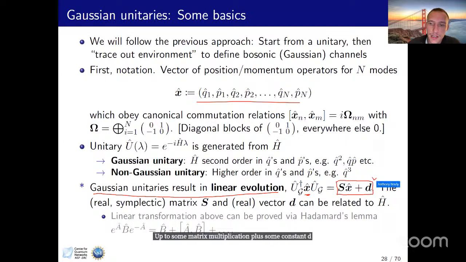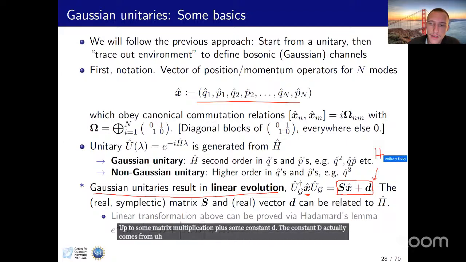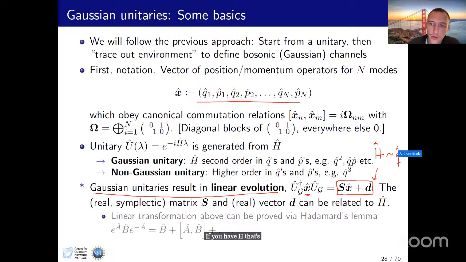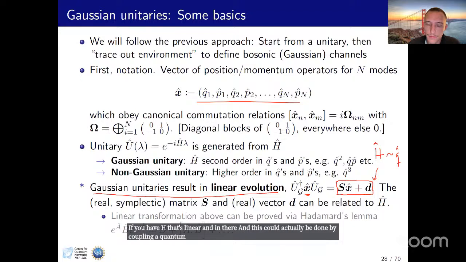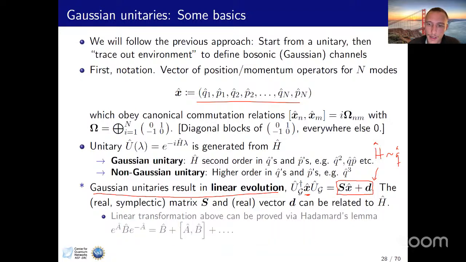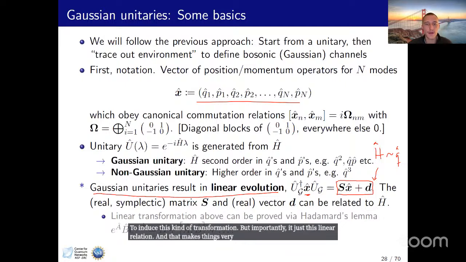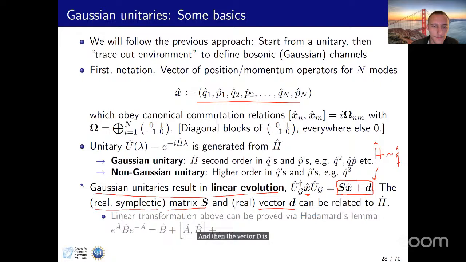The constant d comes from having an H that's linear in the Q. And this could actually be done by coupling a quantum system to a classical system to induce this kind of transformation. But importantly, it's just this linear relation, and that makes things very, very simple. So S here is just some matrix. Formally, it's a real symplectic matrix, which comes with its own properties, but I'll just say it's some matrix S. And then the vector d is just some real vector.